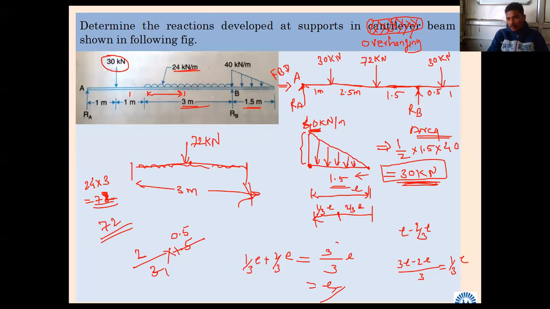Right angle triangle, it is shown by right angle triangle. How can we find the intensity of load? We have to calculate the area of the right angle triangle. We know the height and the base of the right angle triangle, then we can find the area. What will be the area?